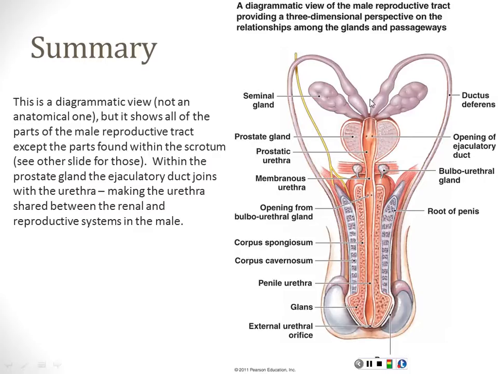The seminal glands join in. This is the prostatic urethra. Here's the prostate gland. Here's the bulbourethral glands that provide a little lubrication. And then you have the urethra, which travels along the base of the penis. You've got the corpus spongiosum, corpus cavernosum, and I think that's all the things we talked about.